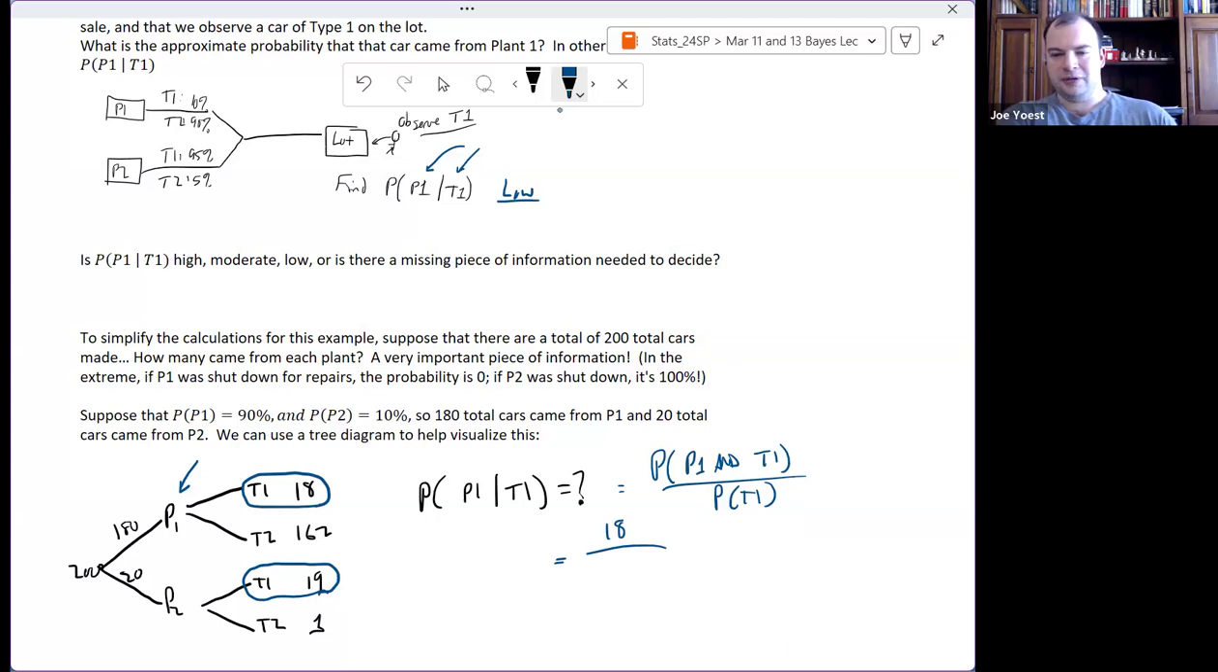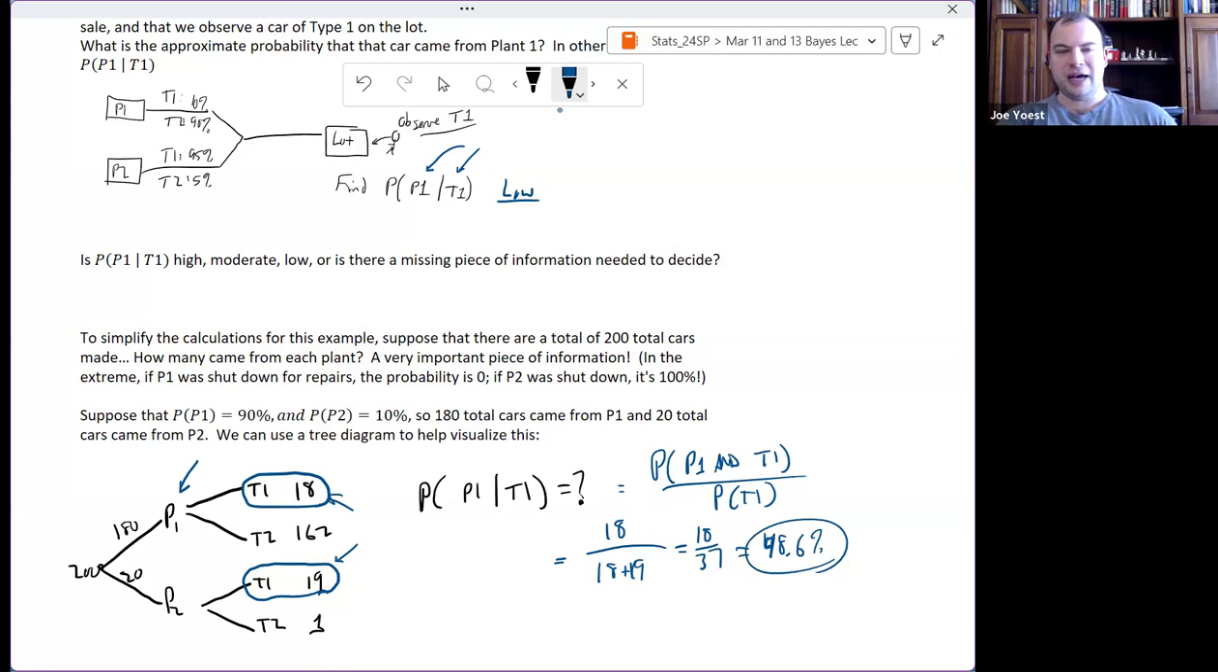What's the overall probability of getting a type 1 car? 18 plus 19. We can see this is pretty close to 50%. It's 18 over 37. Or let's see what that is. I'll just do it real quick on my phone, so we don't have to bring up the calculator. So about 48.6%. So a fairly moderate probability.